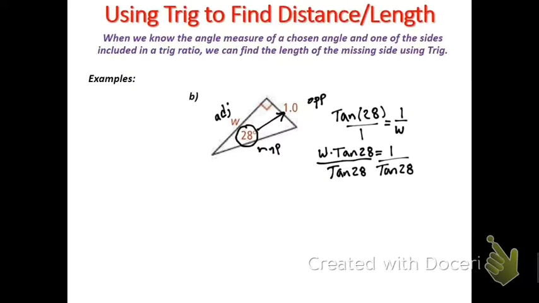So I want you to plug this piece into your calculator and see what you get. In this case, you should get W to equal 1.88, or 1.9 if you want to round.